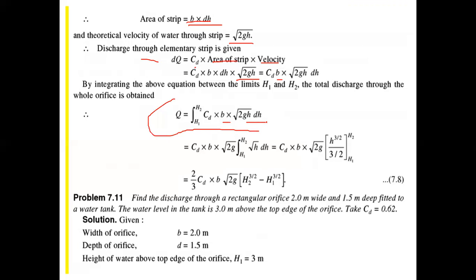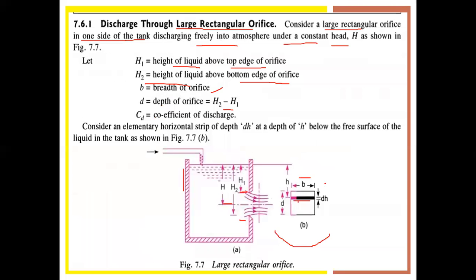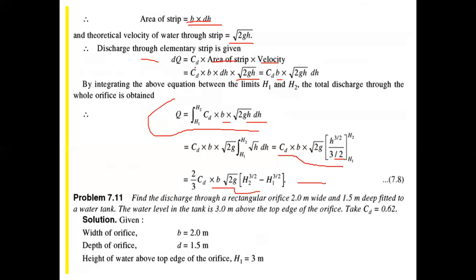After integration, we get Q equals CD into B into root 2 g, integral of h to the power half dh, which gives the bracket h to the power 3 by 2 over 3 by 2. After solving this equation, we get Q equals 2 by 3 CD into B root 2 g into H2 to the power 3 by 2 minus H1 to the power 3 by 2. This is the discharge through the large rectangular orifice. Now, based upon this formula, we will do some problems.